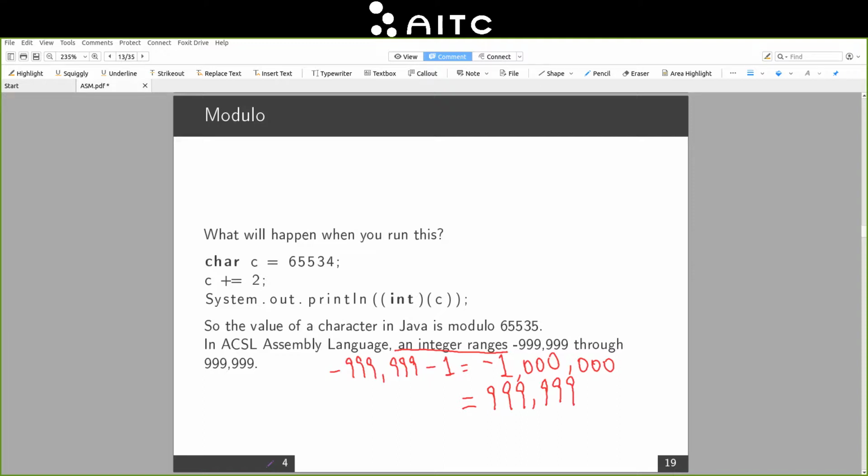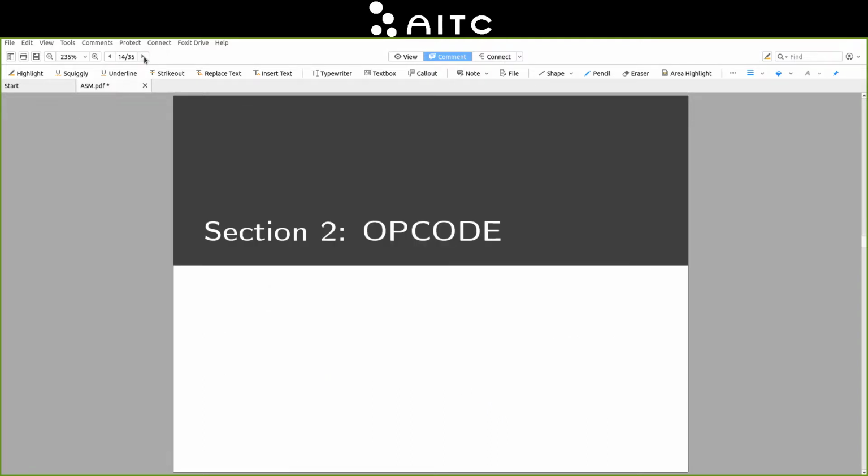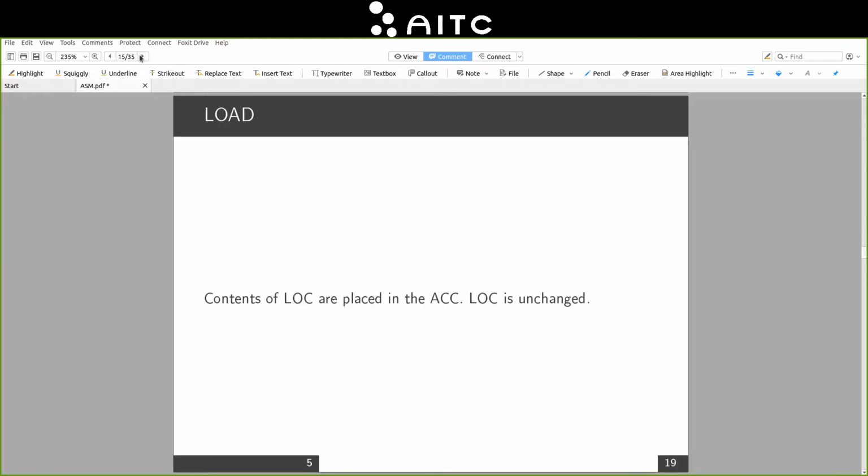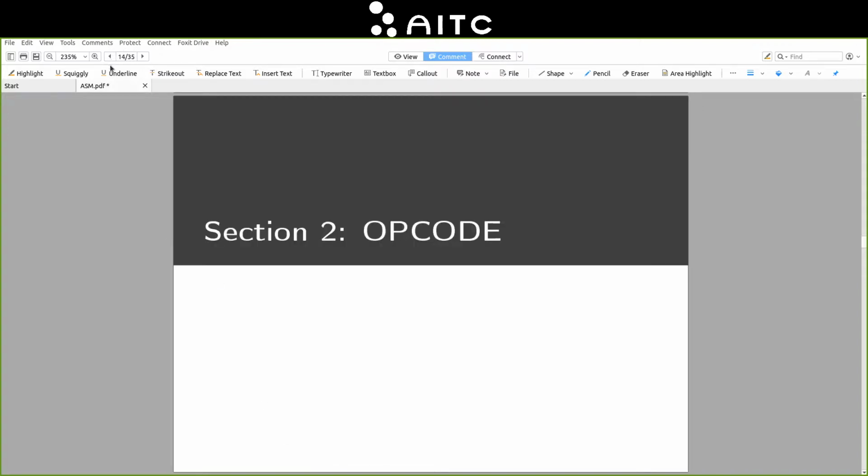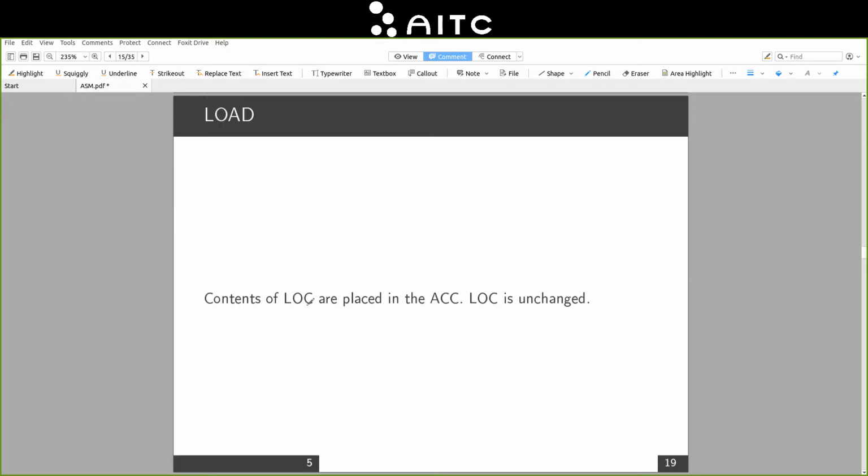Okay. Our pace is really slow. And section 2, the most important part, opcode. The load opcode is in some way the same as functions. Load: contents of LOC are placed in the ACC. LOC is unchanged. And store: contents of ACC are placed in the LOC. ACC is unchanged. So we can illustrate them.